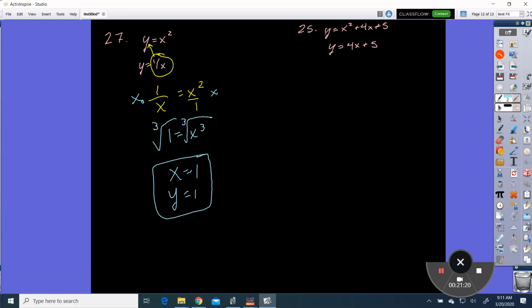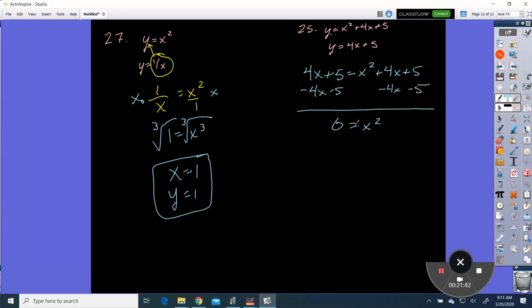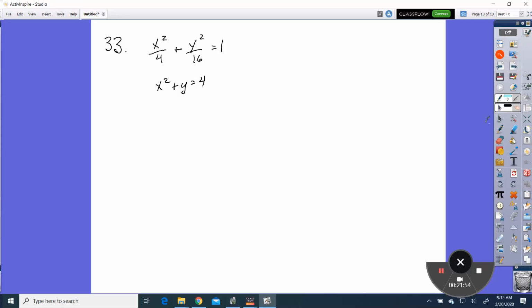Now on 25, I wrote that up there because it's going to be the same thing. You're going to replace this y with 4x plus 5. And I'm not going to do all of it for you. And then since I have x squared on one side and numbers on the other, you're going to try to get it equal to 0. And then finish solving from here. Okay, and you get that x squared is 0, so x equals 0. You have to plug that back in and figure out what y is. So anyways, that's kind of a help on 25. I did a lot more than I was going to.